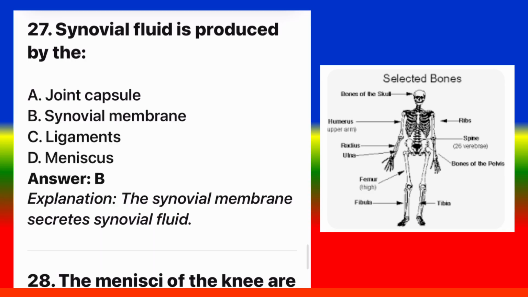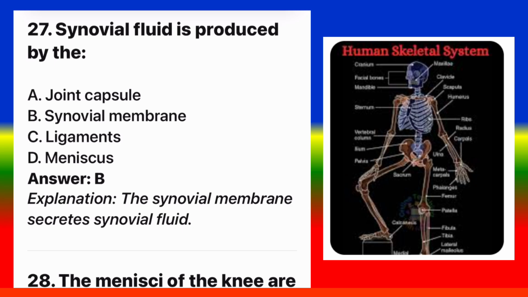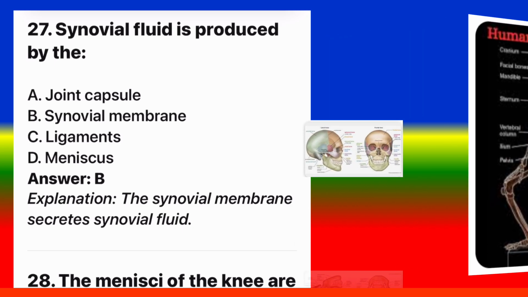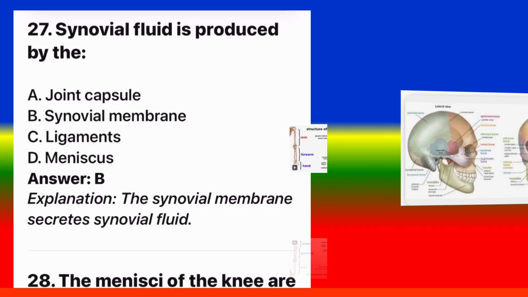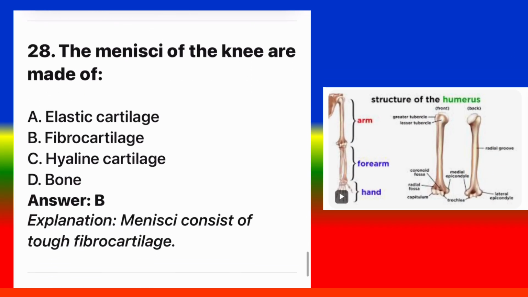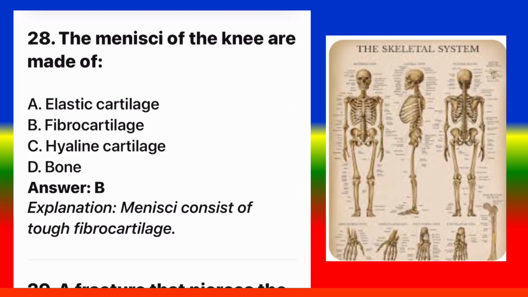27. Synovial fluid is produced by the: A. Joint capsule, B. Synovial membrane, C. Ligaments, D. Meniscus. Explanation. The synovial membrane secretes synovial fluid. 28. The menisci of the knee are made of: A. Elastic cartilage, B. Fibrocartilage, C. Hyaline cartilage, D. Bone. Explanation. Menisci consist of tough fibrocartilage.